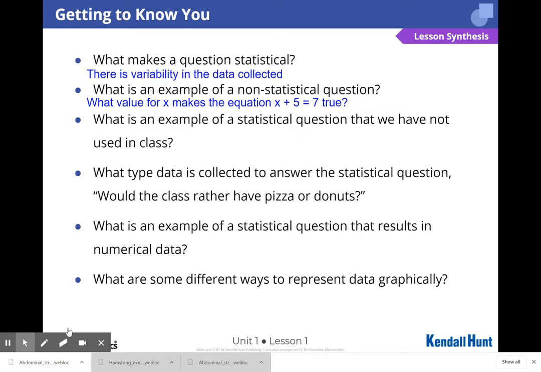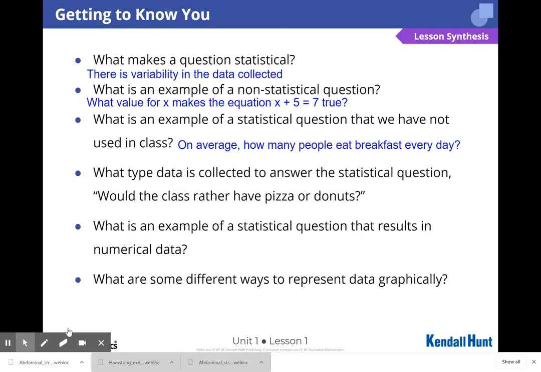What is an example of a statistical question that we have not used in class or that you didn't look at on the Nearpod? So on average, how many people eat breakfast every day? So this is a statistical question because we're trying to find an average and we have to ask people a different question and collect data in order to answer this question.